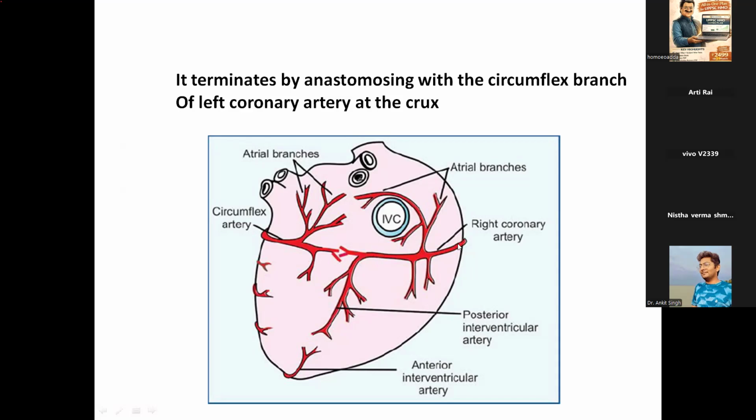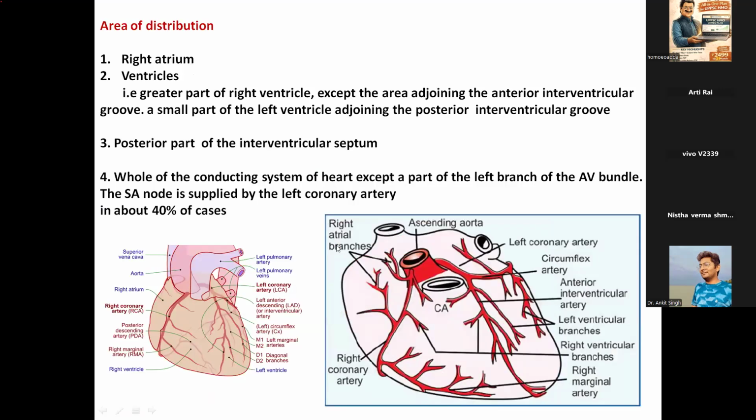ठीक है, so see, यहाँ से आता है posterior branch of the circumflex branch of the left coronary artery. So the circumflex branch of the left coronary artery anastomoses with the right coronary artery. So the right coronary artery supplies the right side of the heart. So it supplies the right atrium. It supplies the ventricles. But ventricles में क्या?